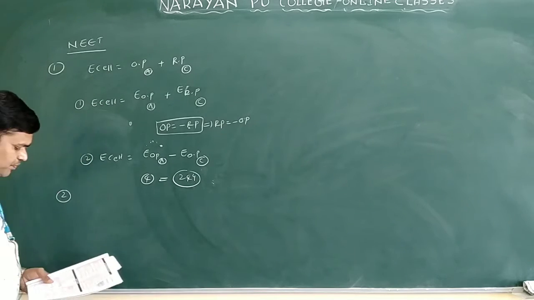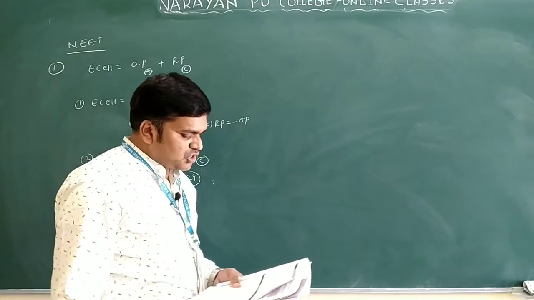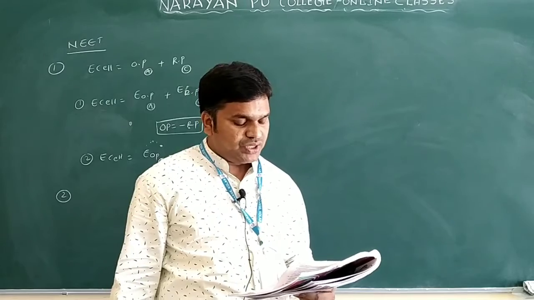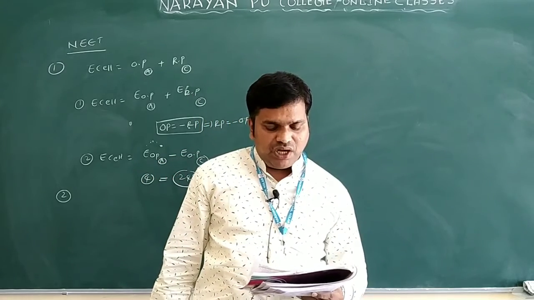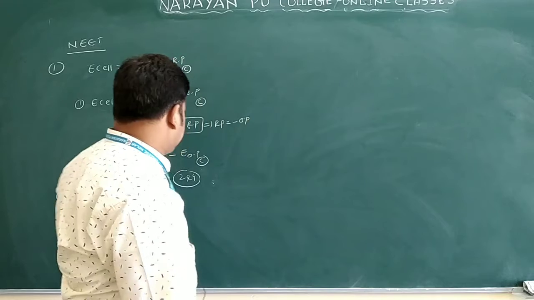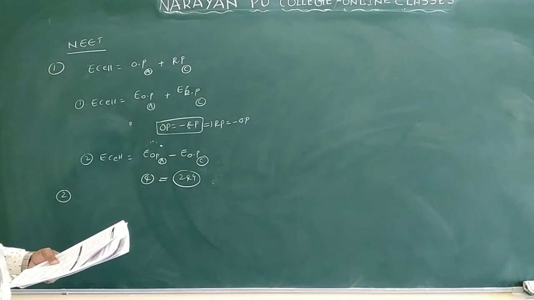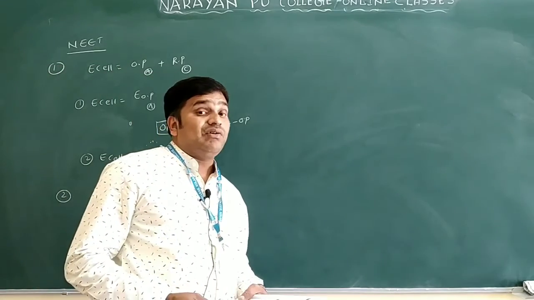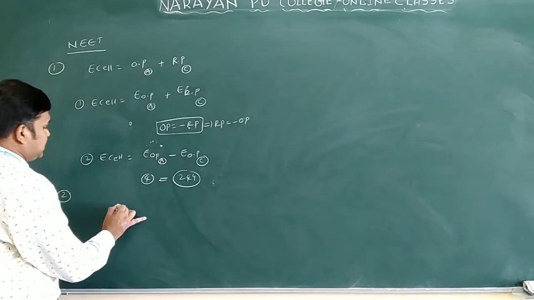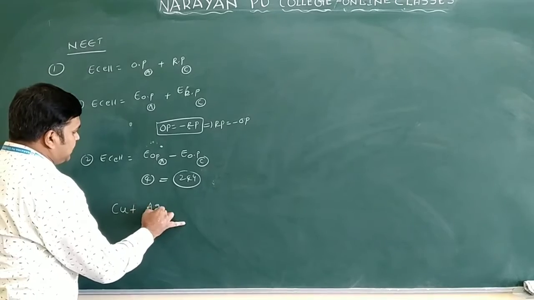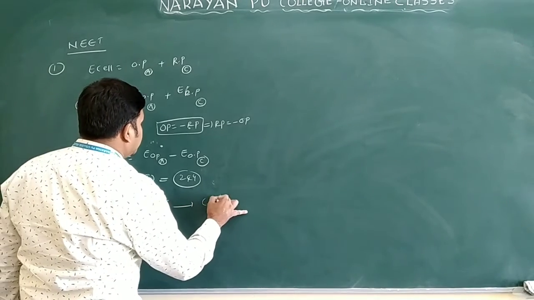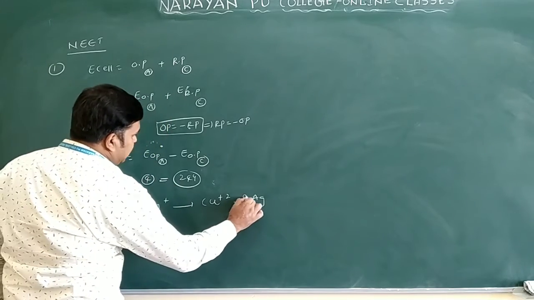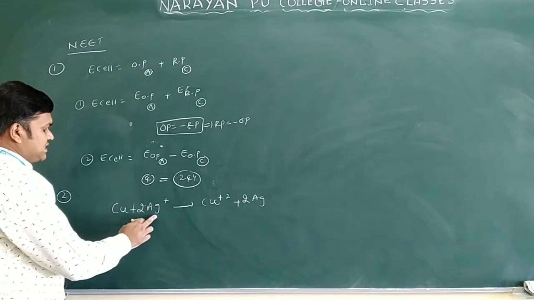This is question number 2. The reduction of silver ions with copper metal has a standard cell potential of 0.46 volts at 25 degrees Celsius. The value of the standard Gibbs energy delta G is asked. First of all, write the reaction: Cu plus 2Ag plus gives rise to Cu 2 plus plus 2Ag. This is the reaction of silver ions with copper.